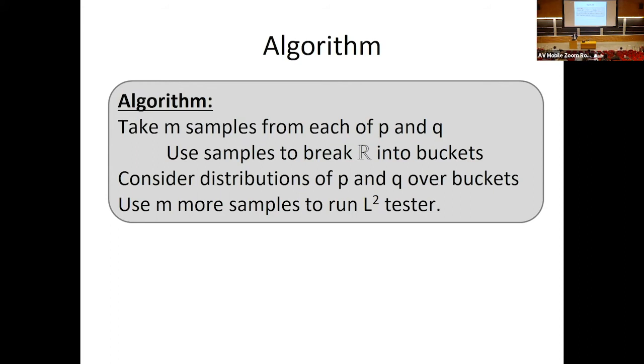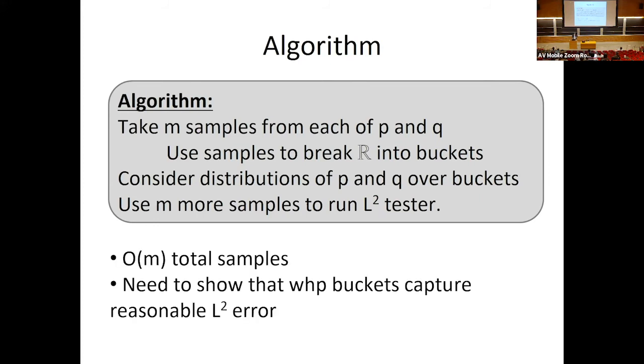You take M samples from each of P and Q, you use them to break your R into buckets. You then consider these distributions P and Q as distributions over these buckets, as discrete distributions now. And then you use M more samples to run an L2 tester to see if they're the same or far apart. And in total, this requires O of M total samples.